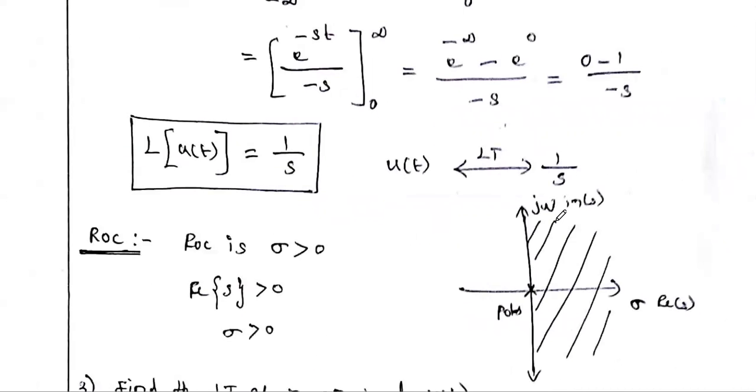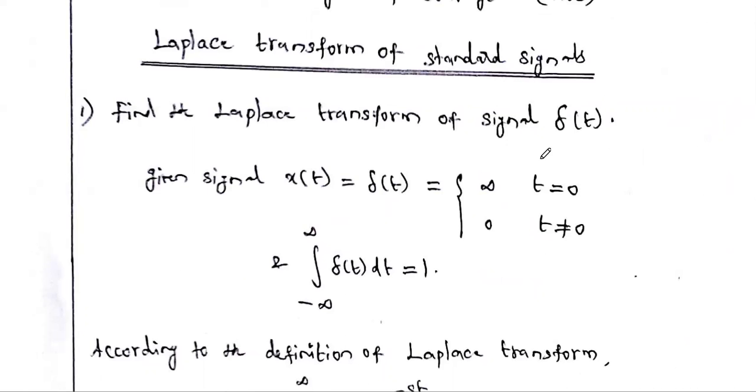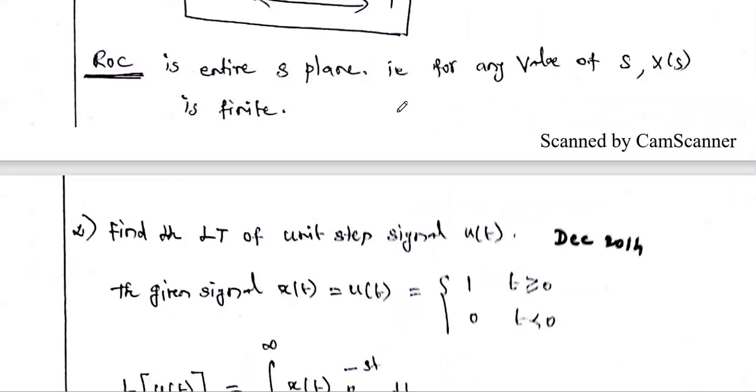So using this formula, we already solved these problems separately. This is the delta of t problem. The Laplace transform of delta of t, the answer is 1. The ROC is the entire s plane. This is also one of the questions.